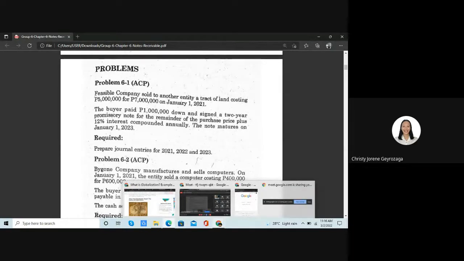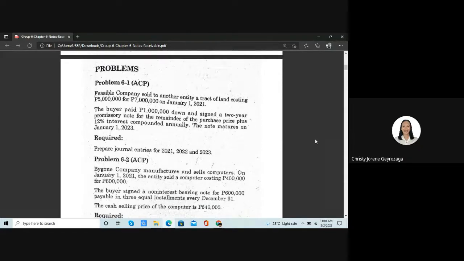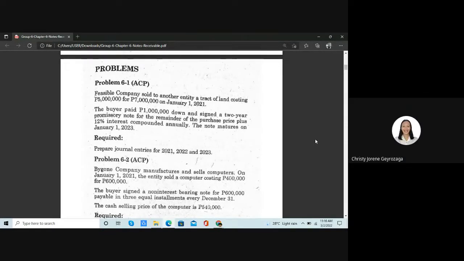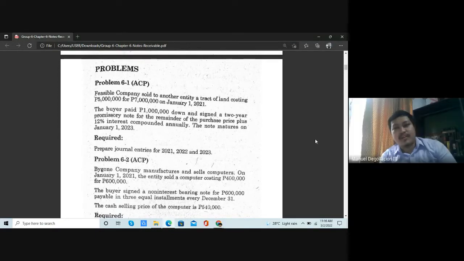No, sir, because it matures when? January 1, 2023. So what then should we be doing by December 31, 2022? We need to record the interest that is incurred during that year. So we debit accrued interest of 806,400, and then we credit interest income of 806,400.